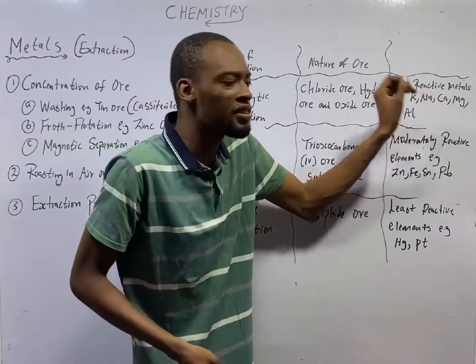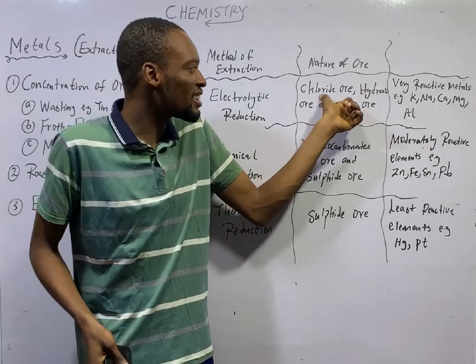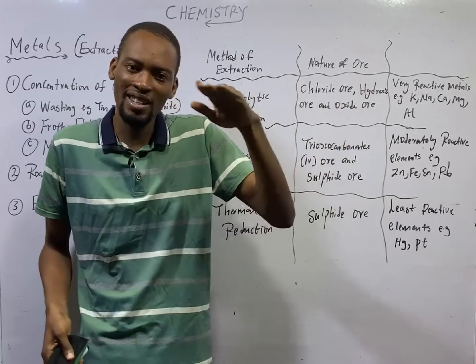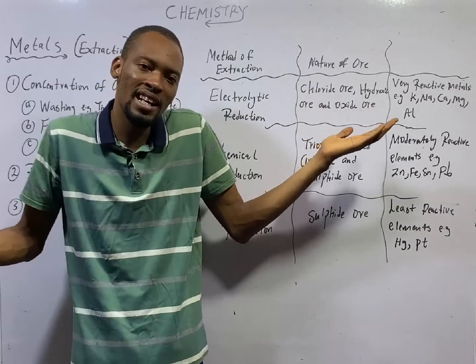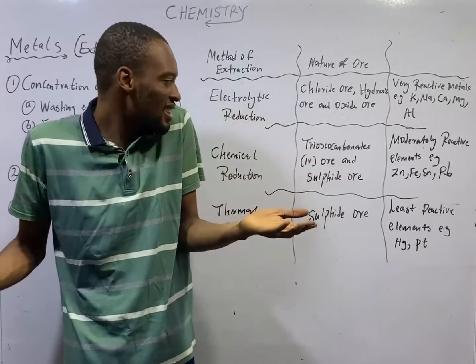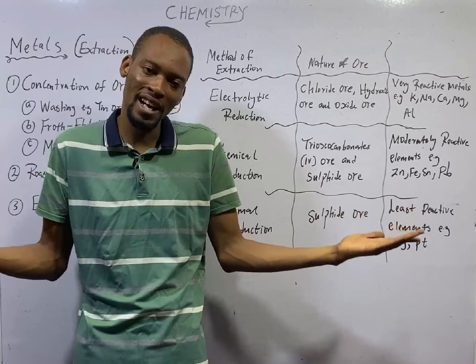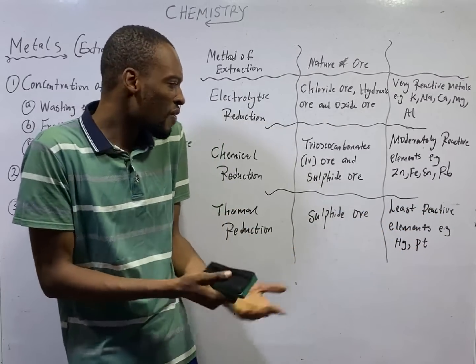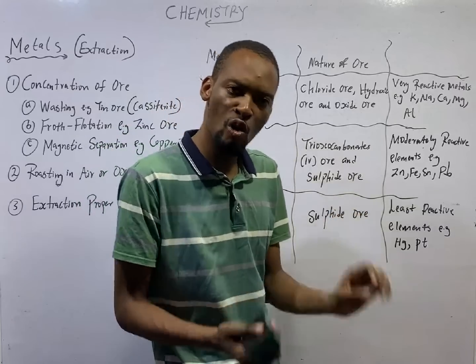The very reactive metals normally exist as chloride, hydroxide, or oxide ore. For moderately reactive metals, they exist as trioxocarbonate or as sulfide ore. For the least reactive metals, they exist as sulfide ore.